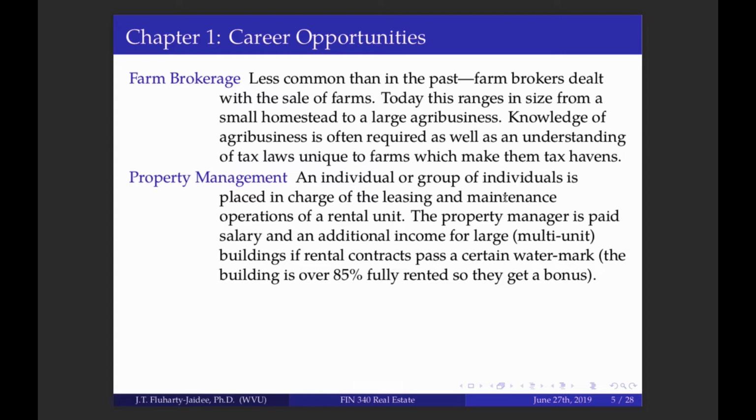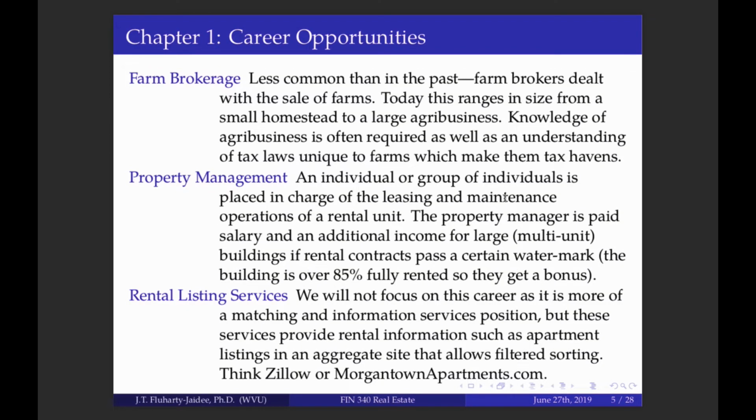It's not terribly an interesting job after you've figured out all of the mechanics and everything's leased out. Provided your maintenance is done well, there's not a whole lot to do. So it can be a fairly cushy job. And they get an additional bonus if there is a watermark met for how many units are rented, for example. So if 85% of the units in a condominium are rented out, then that property manager will get a bonus.